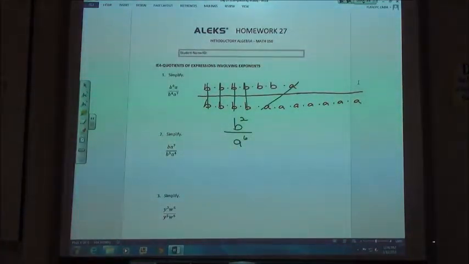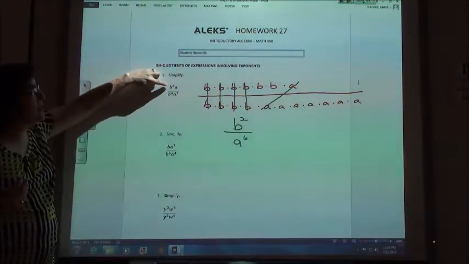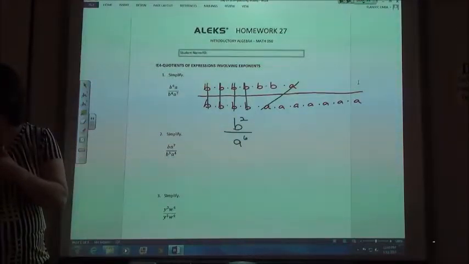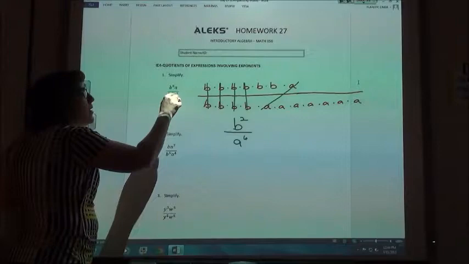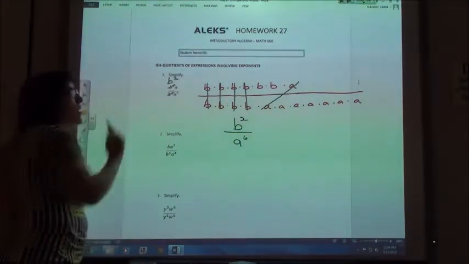Now I obviously don't want to have to write all those a's and b's out. What if I had 15? So if you look at that and look for a shortcut, here's what you're really doing. You're saying I have 6 b's on top and 4 b's on the bottom. I can cancel out the smaller amount. I can cancel 4 of them out of there. So I'm going to take out the smaller number from 4. 6 minus 4 gives me 2 up on the top, right?